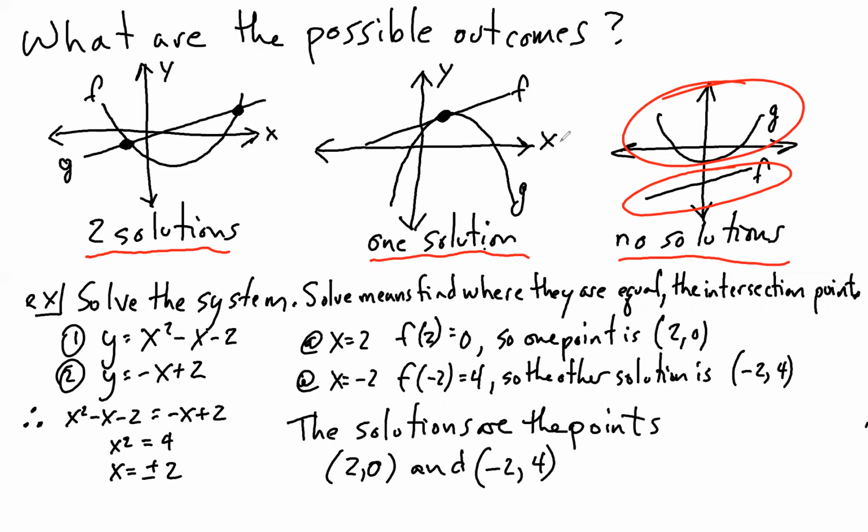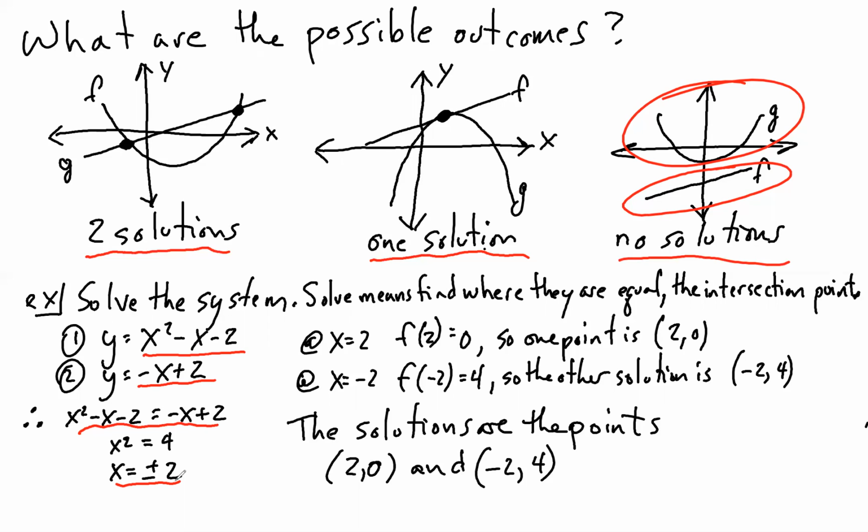Okay, so let's do some of these by example. So I have a system right here. My first equation is x squared minus x minus 2, and my second equation is minus x plus 2. Both of them are equal to y. The transitive property says that we can set both of these equations equal to each other. When we solve for x, we find out that the intersection points are where x is 2 and where x is negative 2.